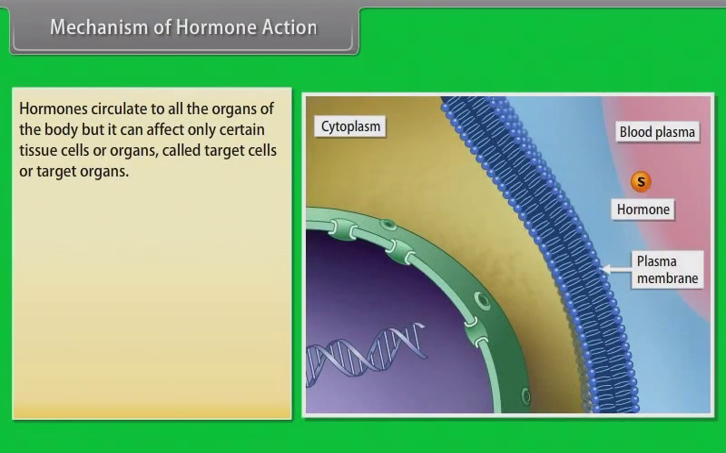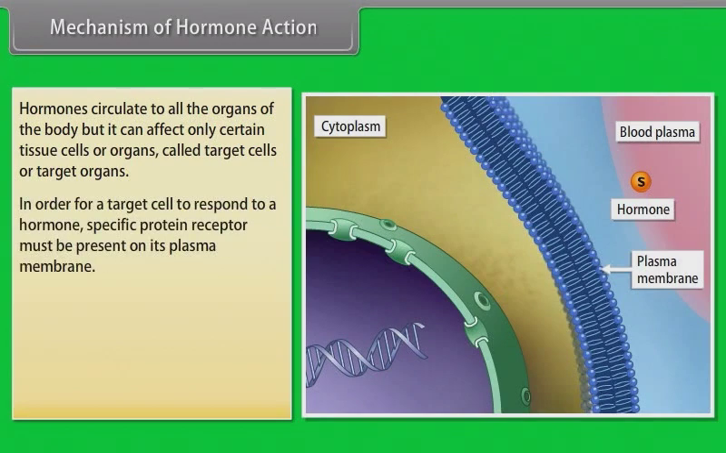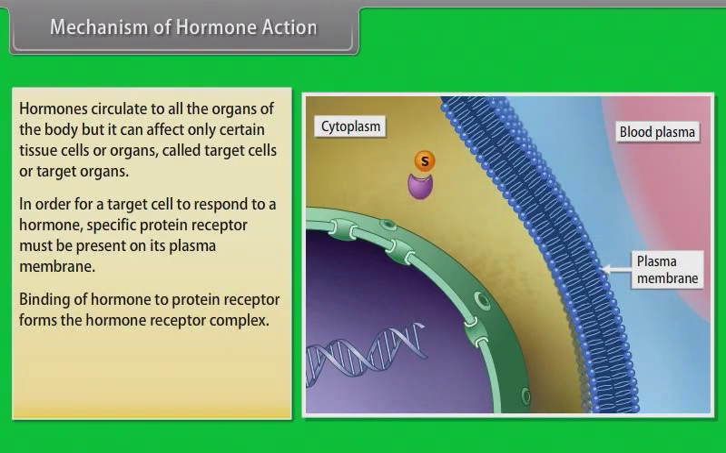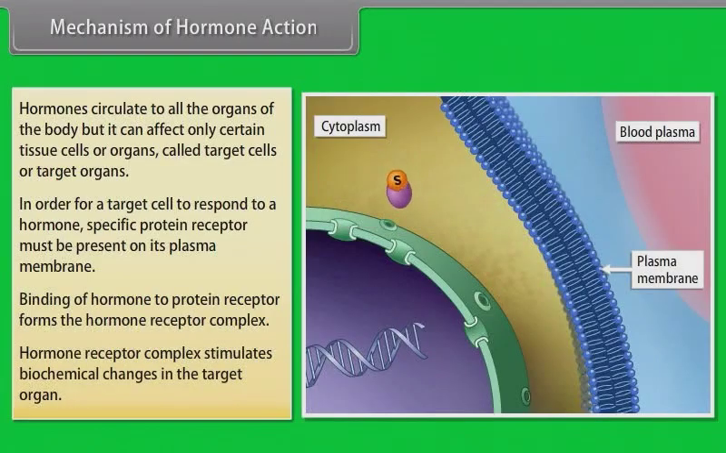Mechanism of hormone action. Hormones circulate to all the organs of the body, but they can affect only certain tissue cells or organs called target cells or target organs. In order for a target cell to respond to a hormone, a specific protein receptor must be present on its plasma membrane. Binding of hormone to protein receptor forms the hormone receptor complex. The hormone receptor complex stimulates biochemical changes in the target organ.